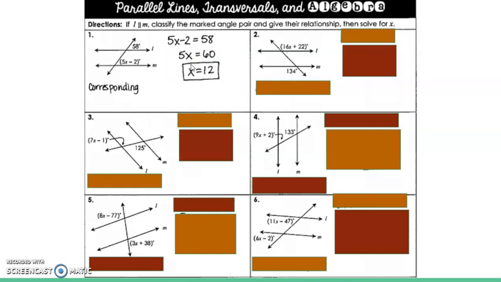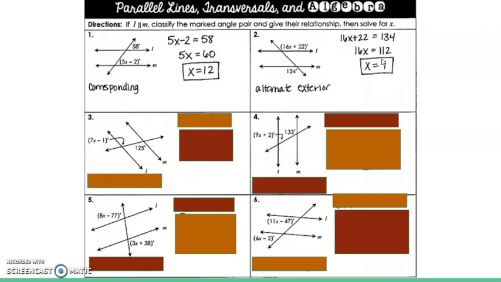Number 2, we're going to do the same thing. We're going to first figure out that angle relationship. If we see these are on opposite sides of our transversal, so they're alternate exterior angles. Alternate exterior angles are congruent. So again, we're just going to set 6x plus 22 equal to 134 and solve like normal. When we solve, we find that x equals 7.